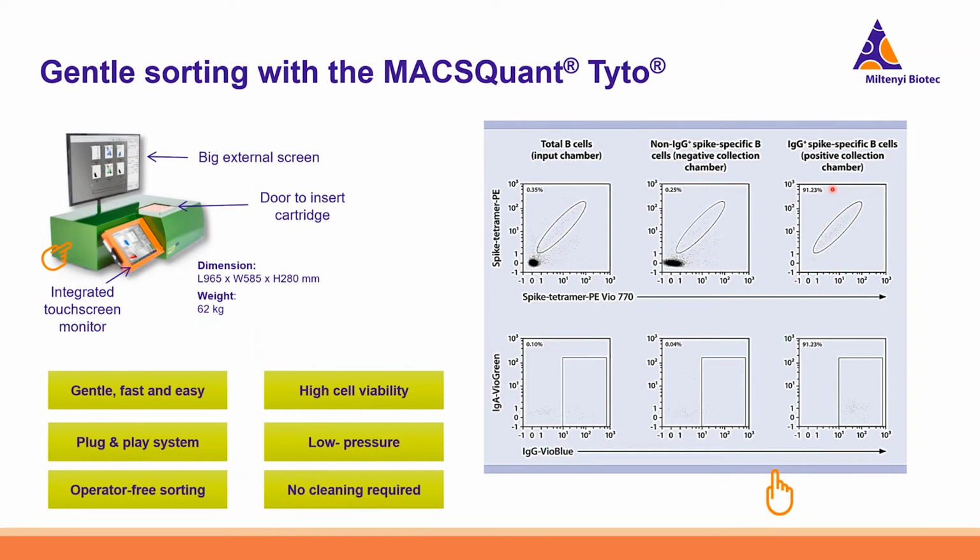So it's not only spike positive, we could even look into the IgG positive spike B cells and see that they are expressing, as you see down here, almost all IgG. There's just some that are expressing IgA. And the viability of these cells was actually 98%. So it's a really great technique or instrument to sort antigen-specific B cells.